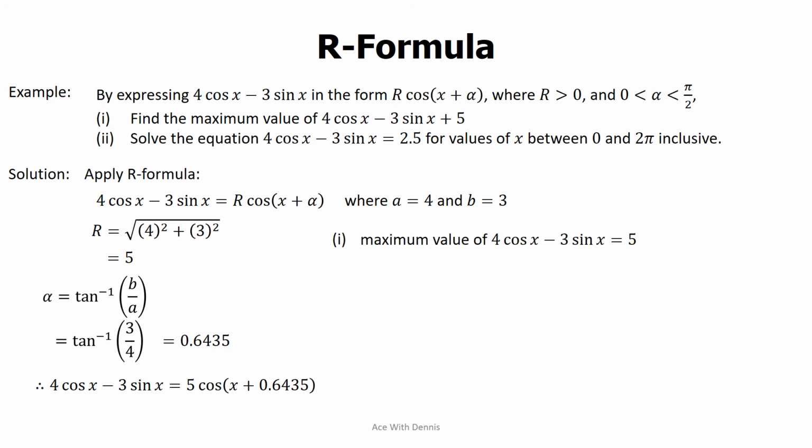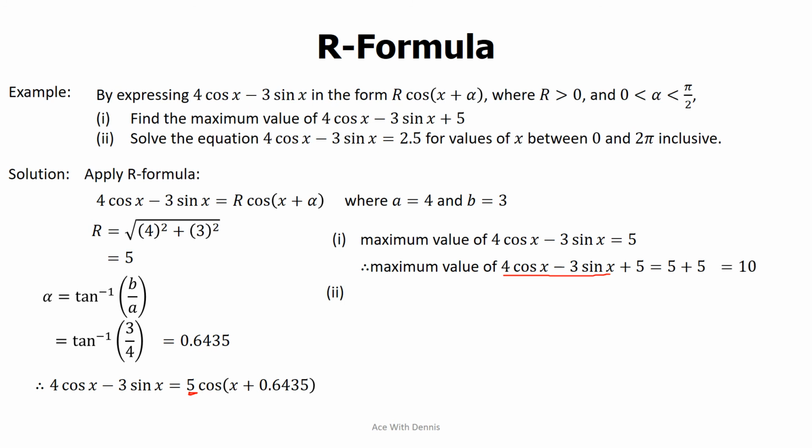Now, we can answer the question. From the R formula that we have converted, the maximum value of 4 cosine x minus 3 sine x equals 5. Hence, we can say that the maximum value of 4 cosine x minus 3 sine x plus 5 equals 5 plus 5. Remember, 4 cosine x minus 3 sine x, maximum value is 5. So it's 5 plus 5, then the answer is 10.